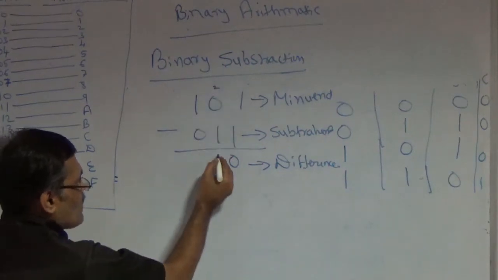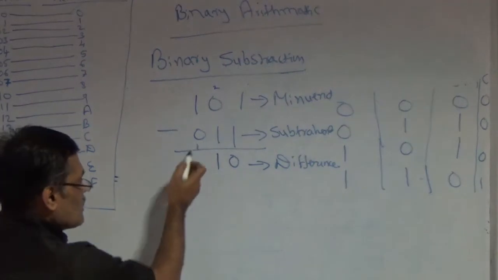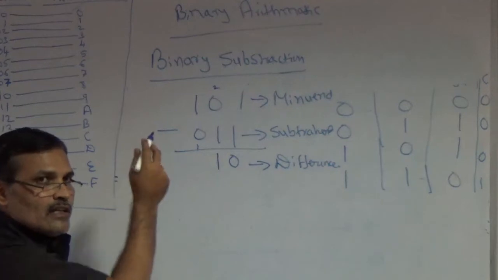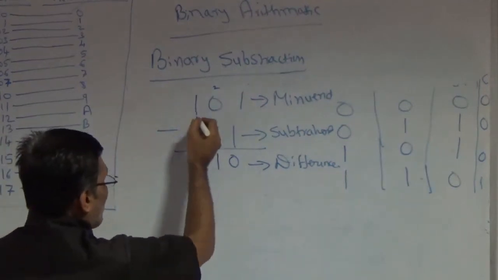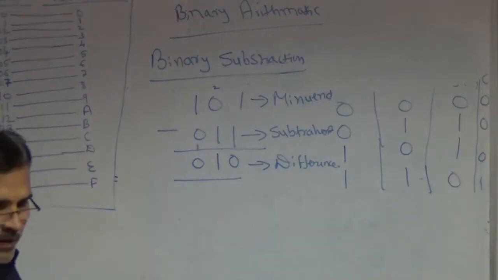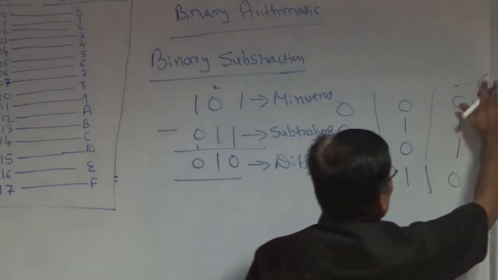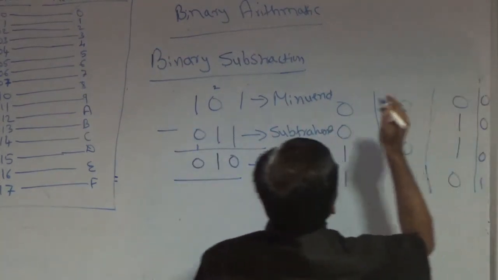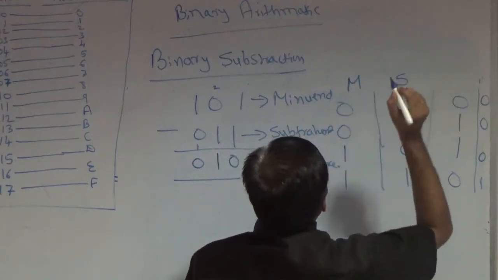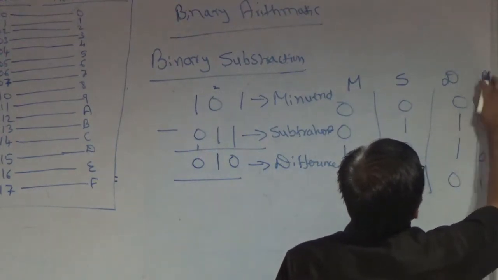So now 2 minus 1 is 1, and the 1 that you have already borrowed is to be considered. In this case it is known as a borrow; in addition it is known as carry. Now 1 minus 1 is 0, so this is the difference here. With respect to this, let us see the chart. This is our minuend, this is our subtrahend, this is the difference, and the last column is our borrow.